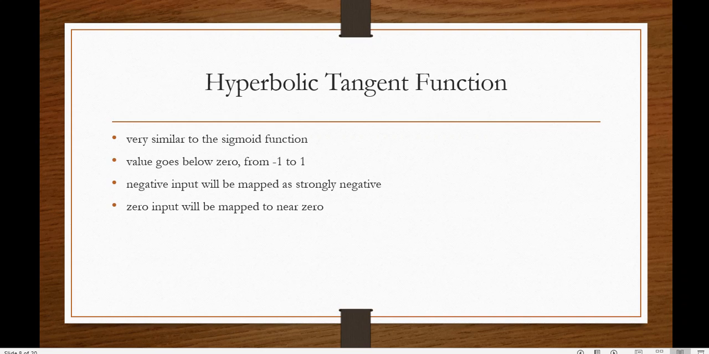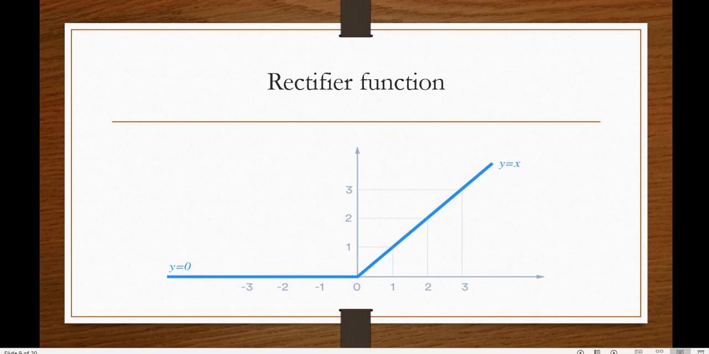So 0 input will be mapped to near 0, negative input will be on the negative side, and positive input will be on the positive side. So if you use this function, your negative input and positive input both have some impact on the outcome. Then comes another function, which is actually a very popular function, the rectifier function.